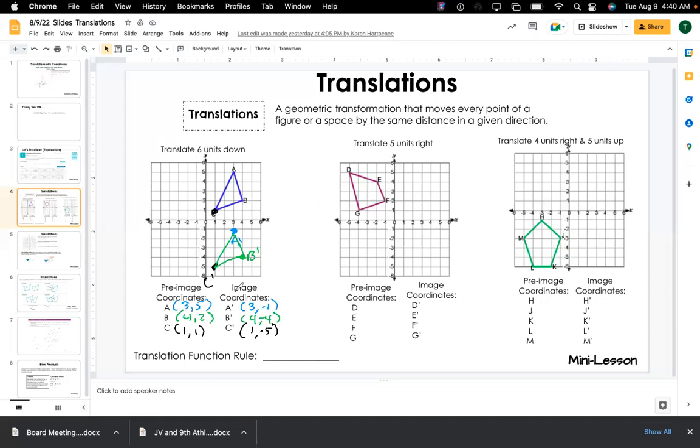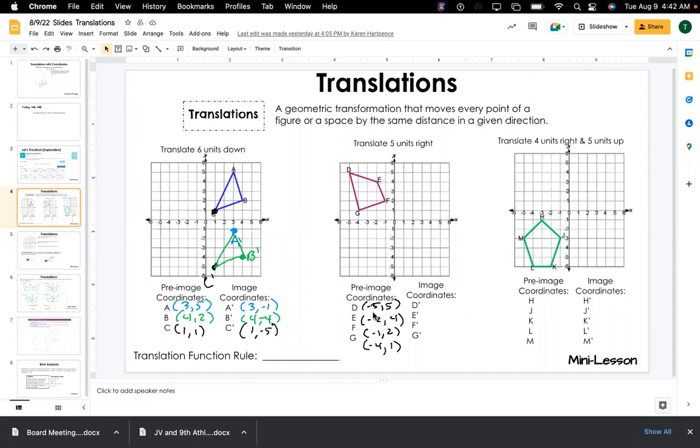So what I'd like for you to do is take a look at the next one. I want you to go ahead and identify the pre-image coordinates. So looking at this, identify those coordinates, and then we're gonna move it 5 units to the right in just a second. So take a moment, identify. I would suggest pausing the video. All right, so hopefully you paused the video. If you didn't, go back and pause it, and try to figure these coordinate points out.